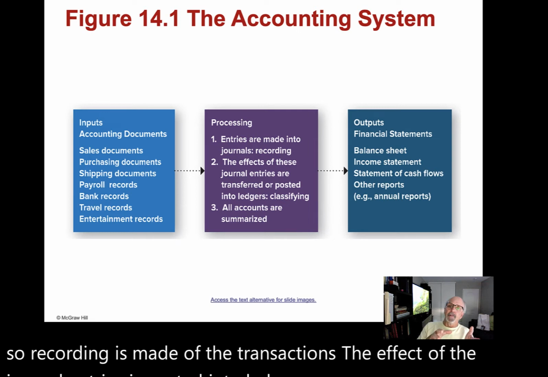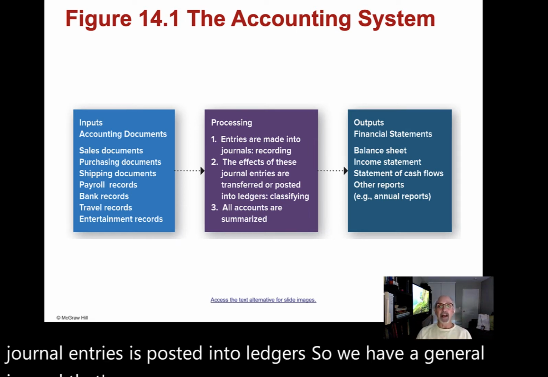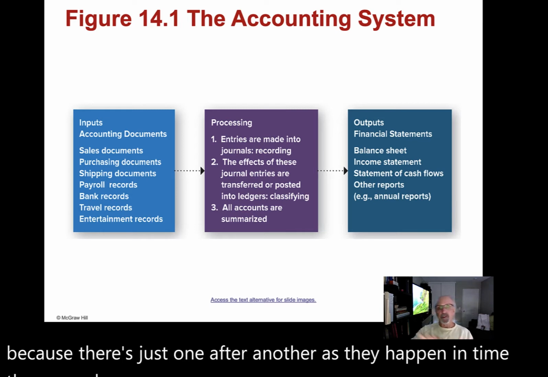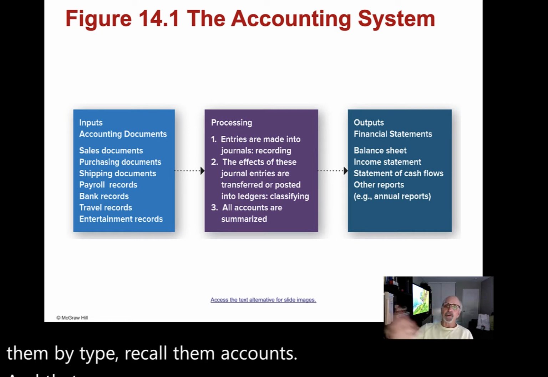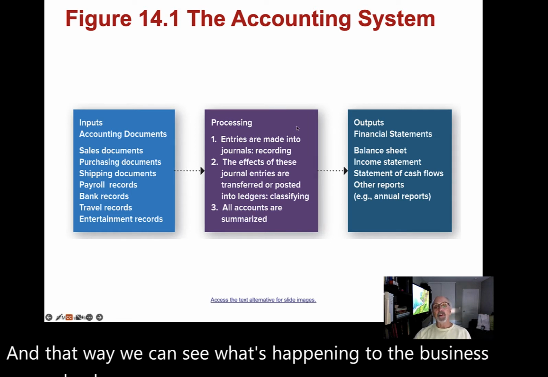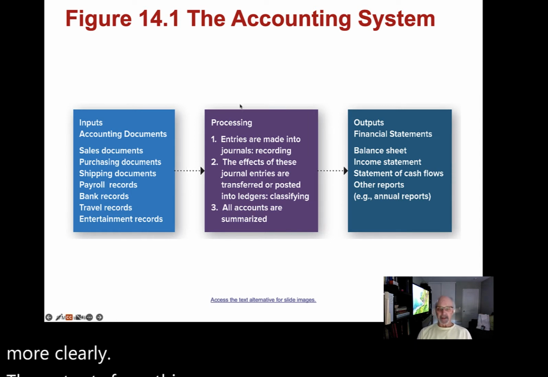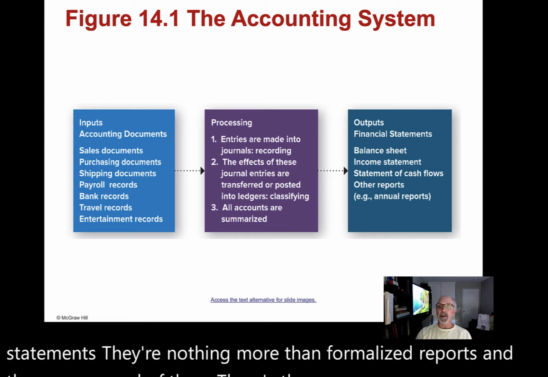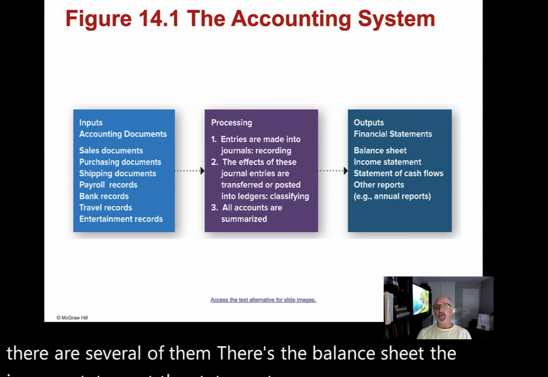So we have a general journal that's chronological. It's easy to put entries into it because they're just one after another as they happen in time. The general ledgers take those entries and separate them by type. We call them accounts, and that way we can see what's happening to the business more clearly. The outputs from this processing are called the financial statements. They're nothing more than formalized reports, and there are several of them: the balance sheet, the income statement, the statement of cash flows.